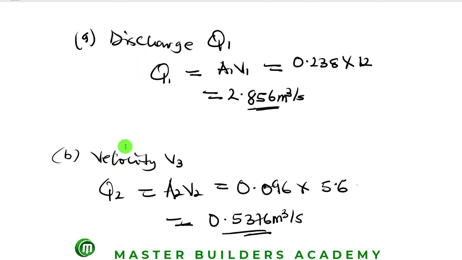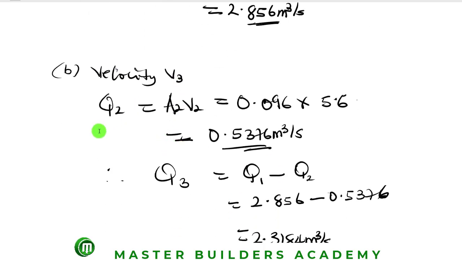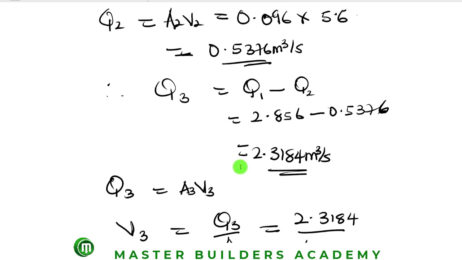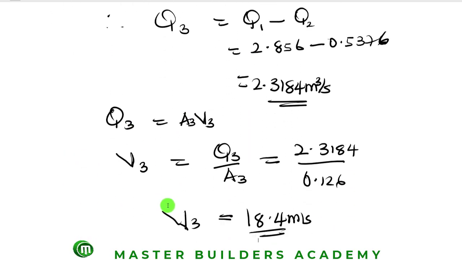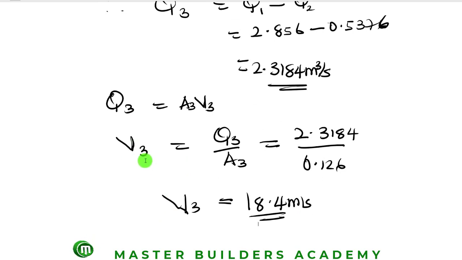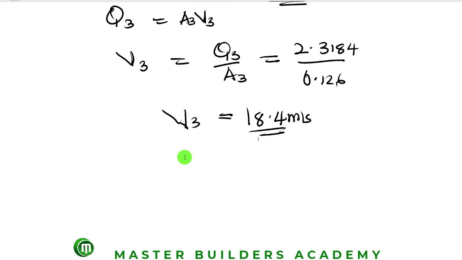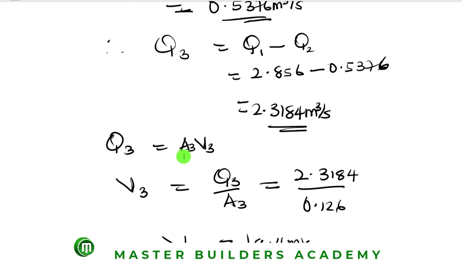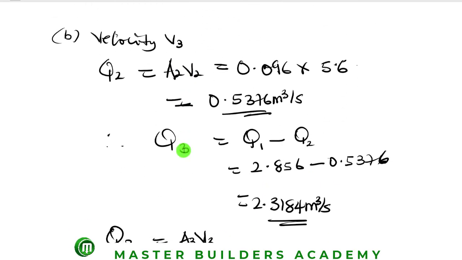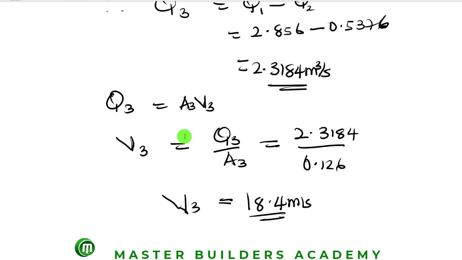Then question number 2 said we should calculate for velocity, and we needed to do this first by calculating for Q2 that will help us calculate for Q3, which is discharge 3. Having obtained discharge 3, we just record that Q3 is equal to A3 V3, and then when we make V3 the subject of formula, we simply divide Q3 by A3, and then when we put in the values, we have this as 18 point whatever we have here. So finally our answer becomes our results.